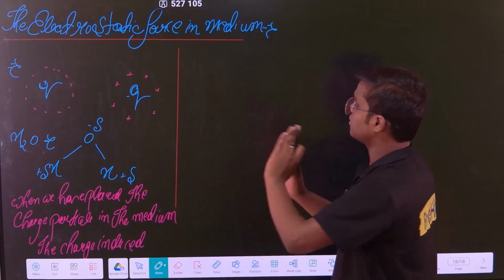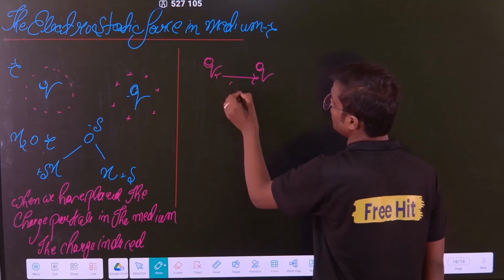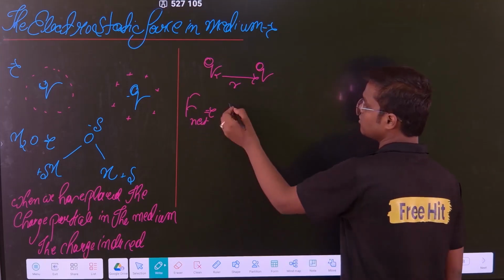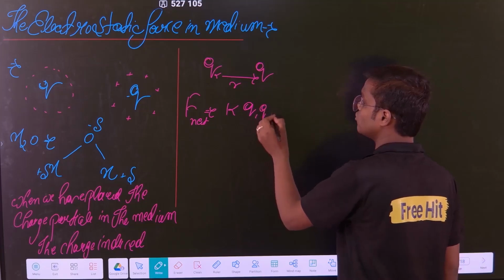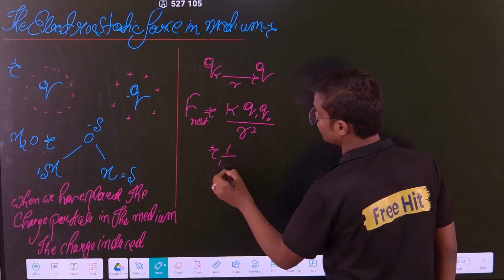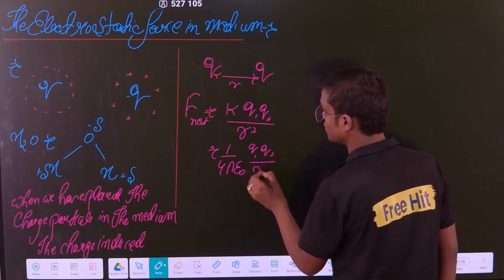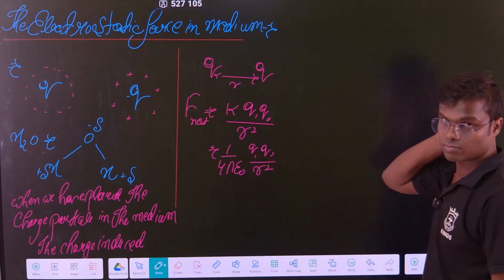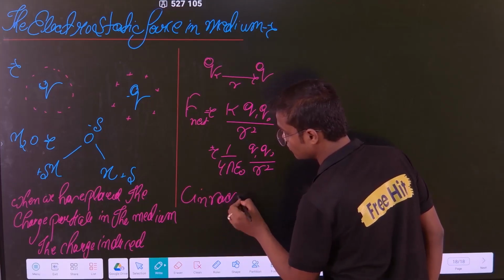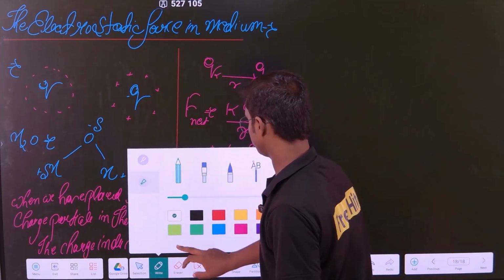Suppose they are placed in vacuum, this is my q, this is my q, and the distance between them is r. In that case, what is the net force you will write? That is k q1 q2 by r square. Simple formula. And what is k? We know k is 1 upon 4 pi epsilon naught, into q1 q2 by r square. That is the value we know. This is in air, in vacuum.